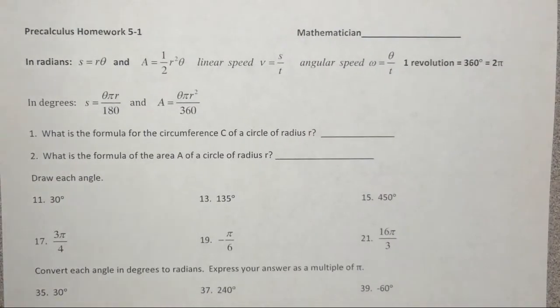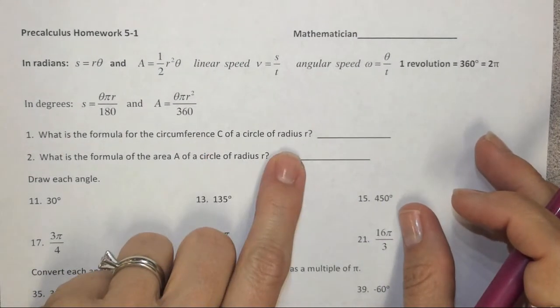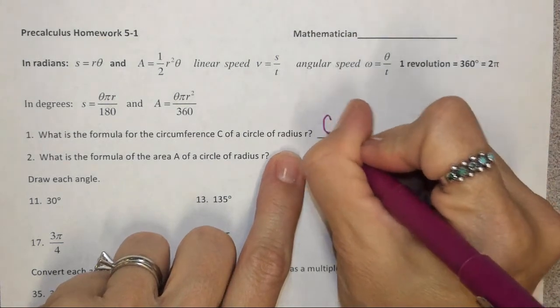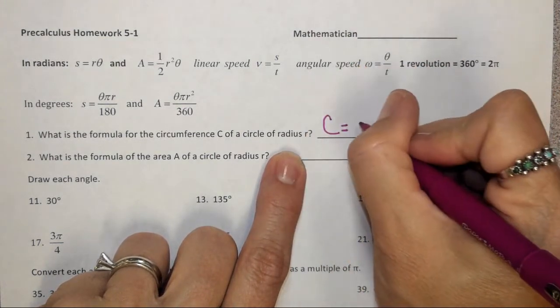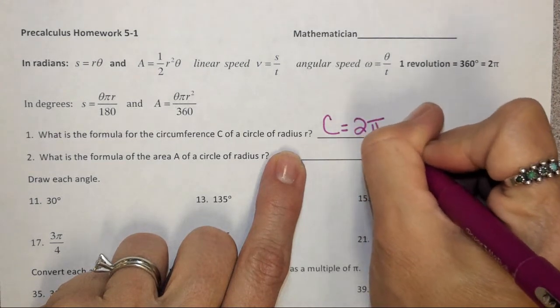On homework worksheet 5-1, number 1, what is the formula for the circumference C of the circle with radius R? To find the circumference of the circle, that's the region outside the circle, it's 2 times pi times R.